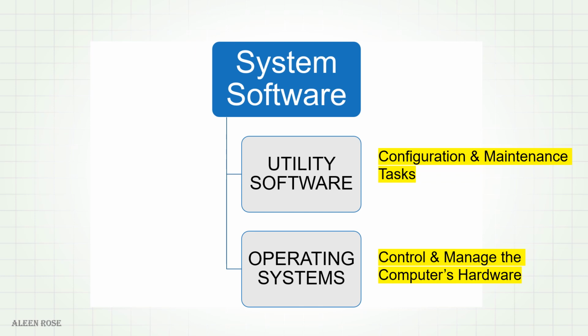Now, utility software is mainly used for configuration and maintenance tasks. Whatever maintenance task is needed, whatever configuration settings are needed for the system, those things come under utility software. Whereas the operating system is for controlling and managing the computer's hardware. It includes memory management, security management, processing, all those things come under the operating system.